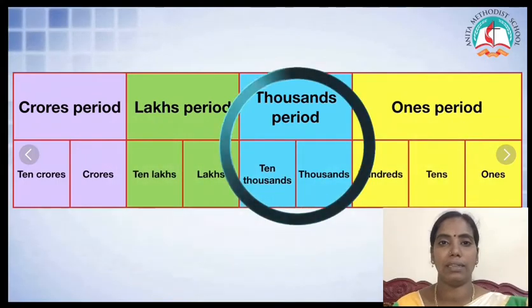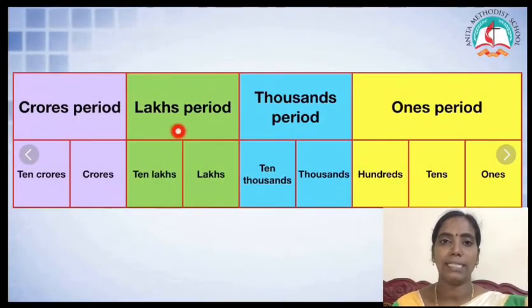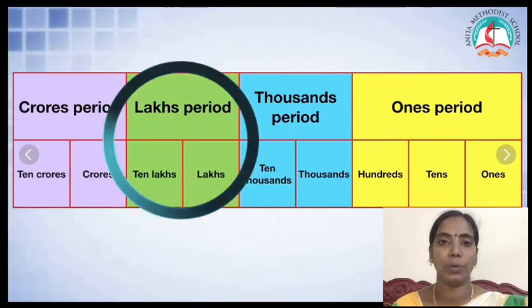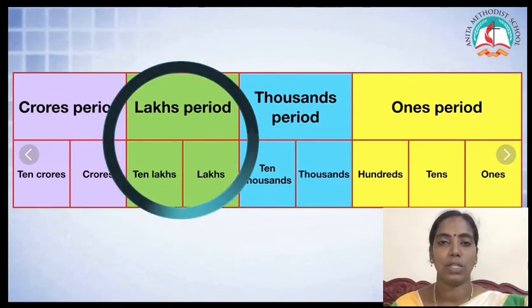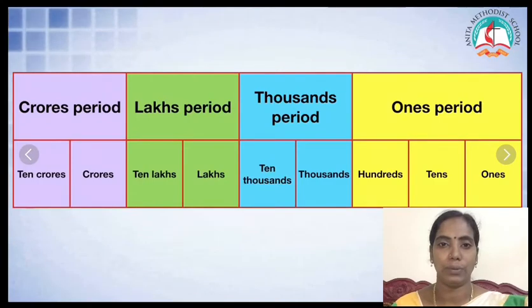What is the next one? Lakhs period. What is called the lakhs period? Lakhs and 10 lakhs form the lakhs period. Next one is the crore period. What is called the crore period? It has crore and 10 crores. So these are called the place values.